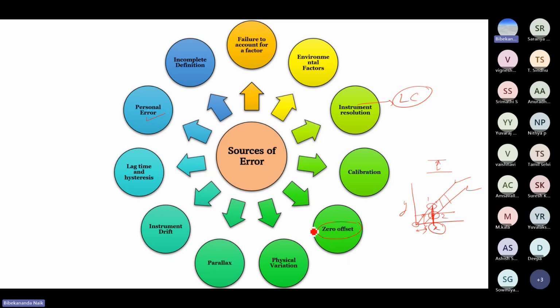Then there is physical variation, like you are doing an experiment and there is some change in your measuring direction, or some change in your concentration, then there will be physical variation. Another is parallax error. Generally parallax error will not come if you are using digital readings.